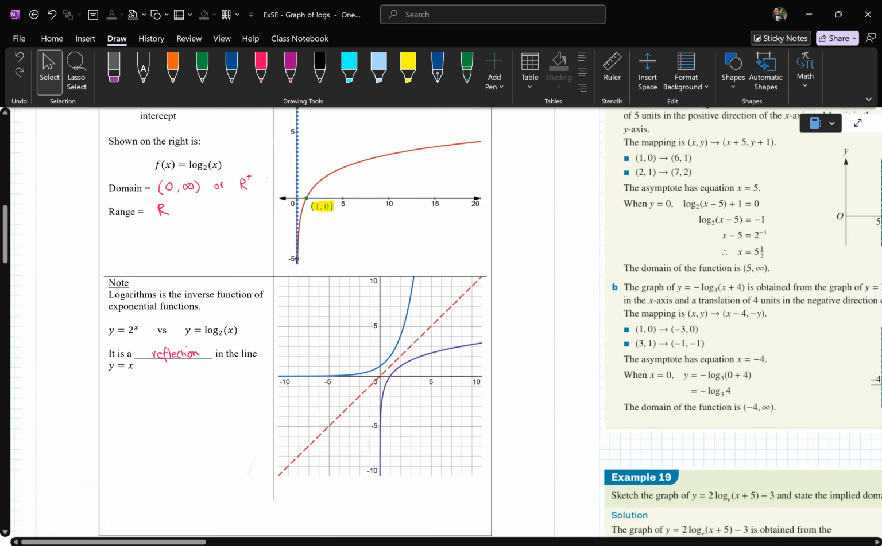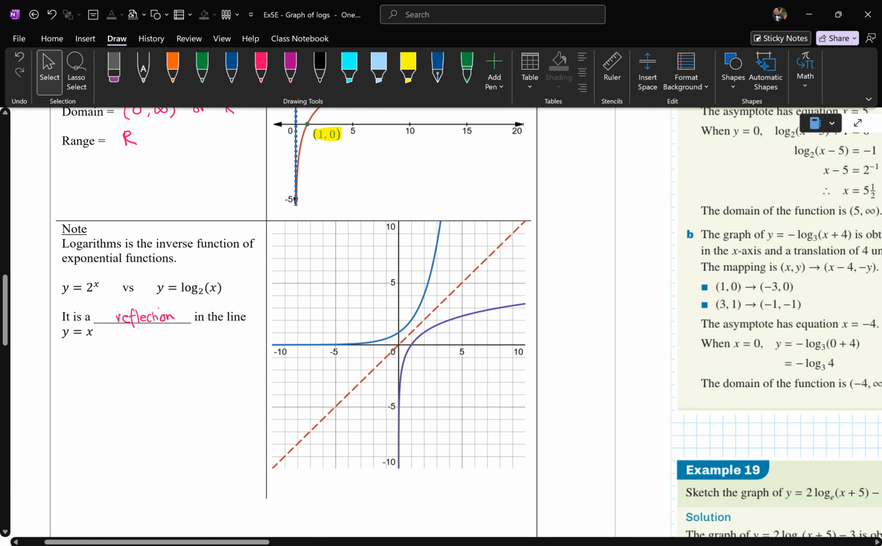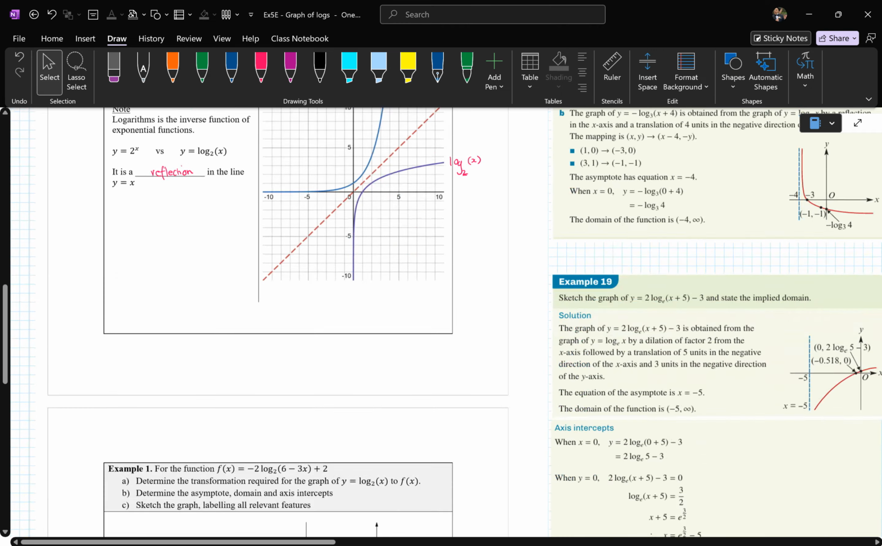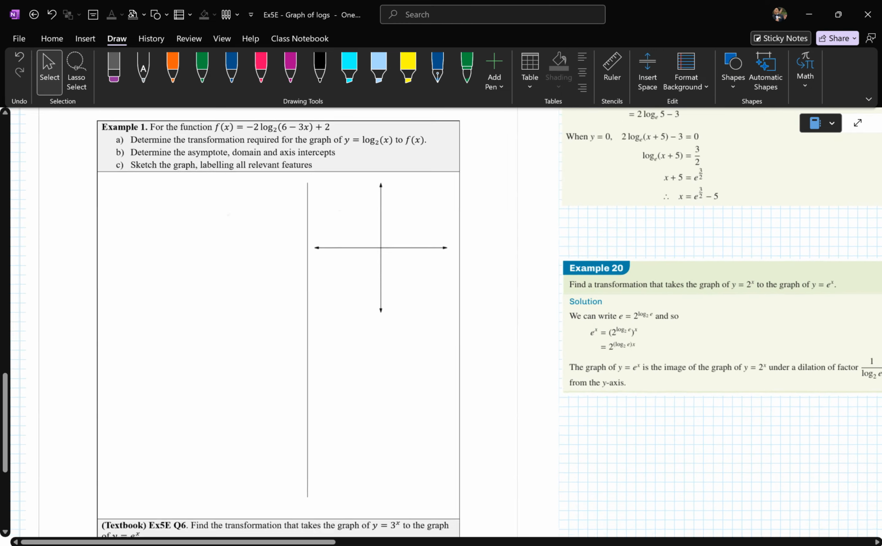That should be it for the first page. That's it. Okay, so just knowing your 2 to the x, and this is log base 2 of x. Let's do some examples now. Going to the next page, flip over.